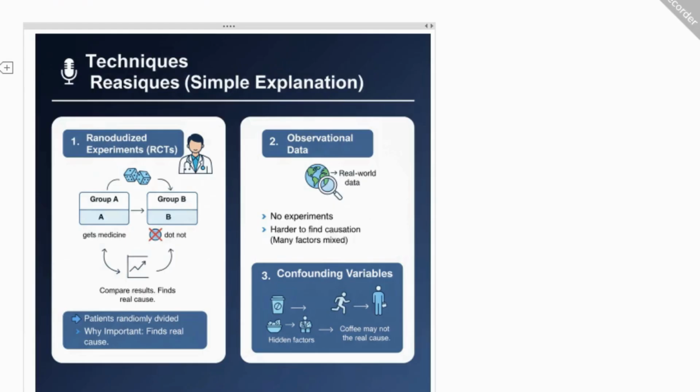The second one is observational data, data collected from the real world without experiments. The problem is that it is harder to find causation because many factors are mixed. And the third one is confounding variables, hidden factors that affect results. For example, coffee drinkers live longer, but maybe they also exercise more and eat healthy, so coffee may not be the real cause.